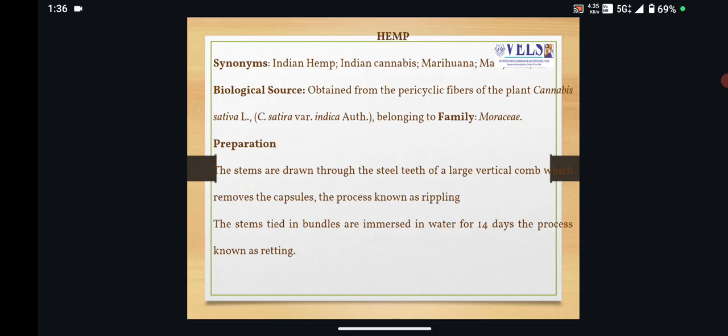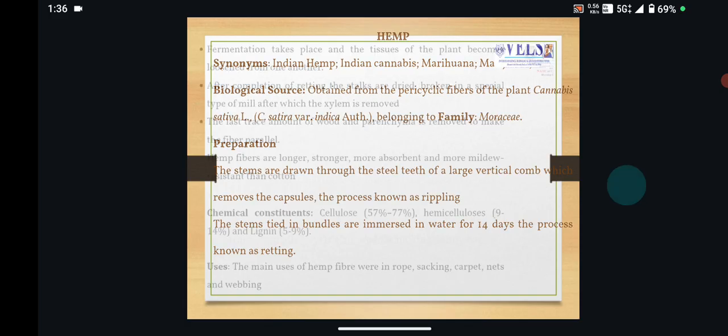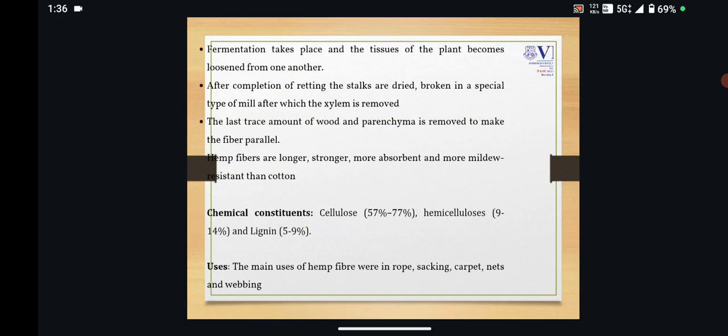The stems are tied in a bundle and immersed in water for about 14 days, and the process is known as retting. During retting, fermentation takes place, which makes the tissues very soft and loose. After completion of retting, the stalks are dried and broken in a special type of mill, after which the xylem fibers are removed. The last traces of wood and adjoining parenchyma are removed to make the fiber parallel.